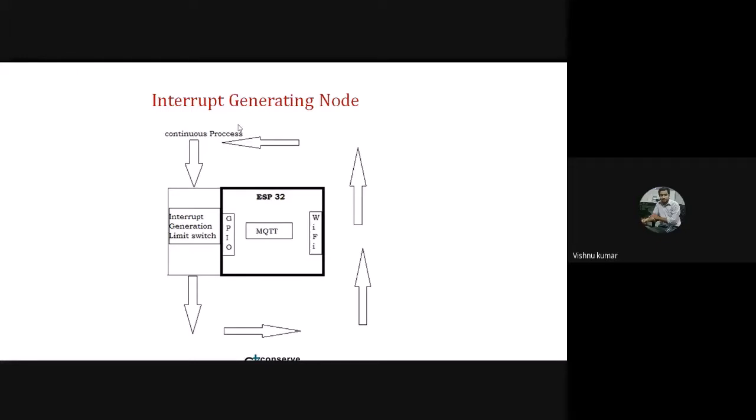We can briefly go through the interrupt generating node. It is a continuous process, and there will be a limit switch for interrupt generation. Whenever a process interrupt, break or stuck happens somewhere, this limit switch will be pressed, and that will be sensed by the GPIO of the ESP32. This interrupt is communicated to the mobile robot via the MQTT protocol over Wi-Fi.